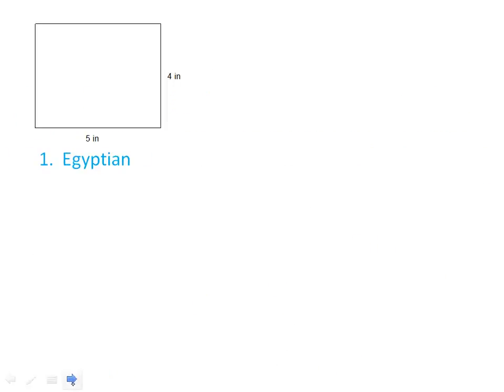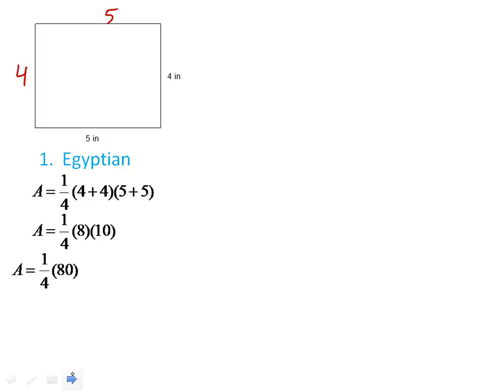So here we have the Egyptian formula, and as you can see, we've matched up opposite sides. 1/4 times 4 plus 4, that quantity, and then the quantity 5 plus 5, and do the order of operations. And we get 8 times 10, that is 80, and 1/4 of 80 is 20. So 20 units squared, the area for this rectangle using the Egyptian formula.